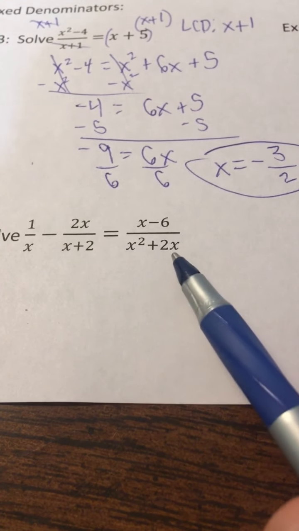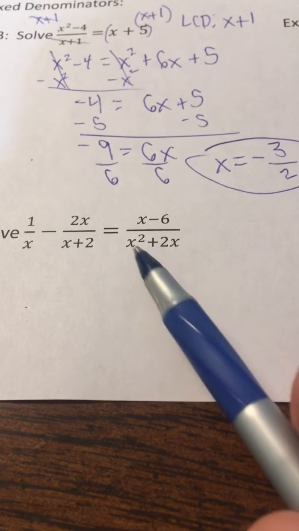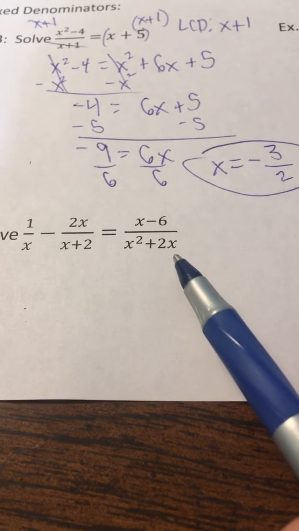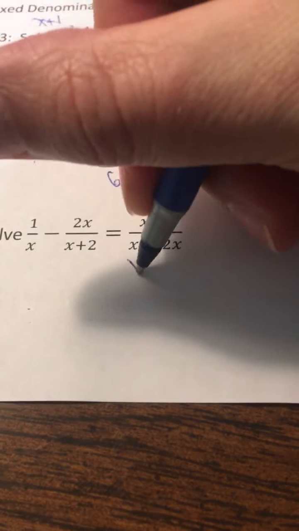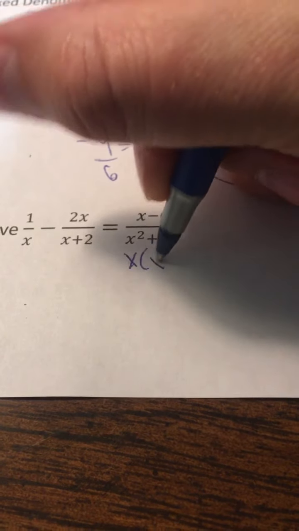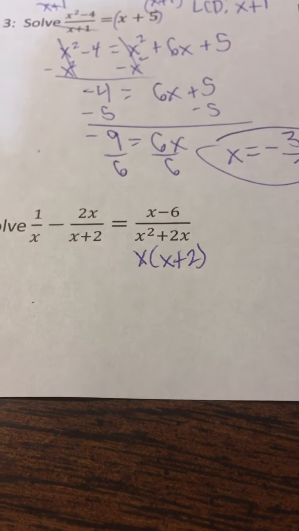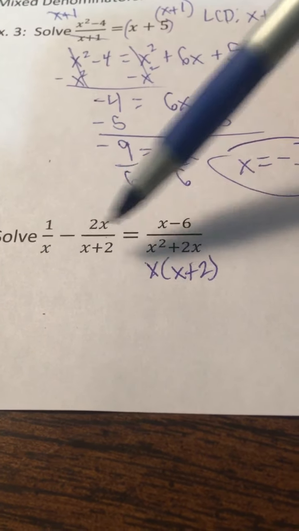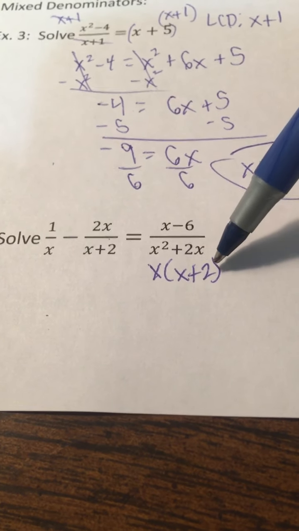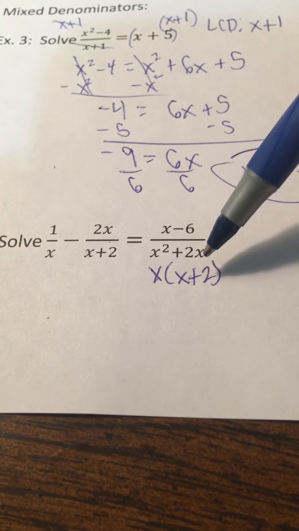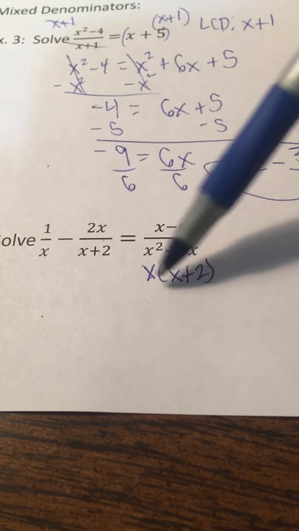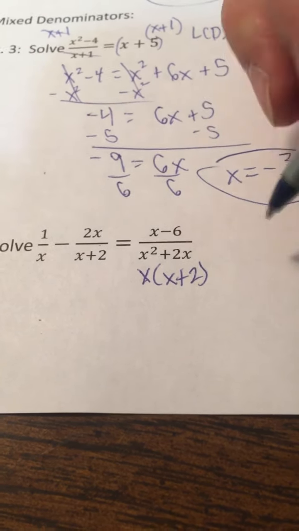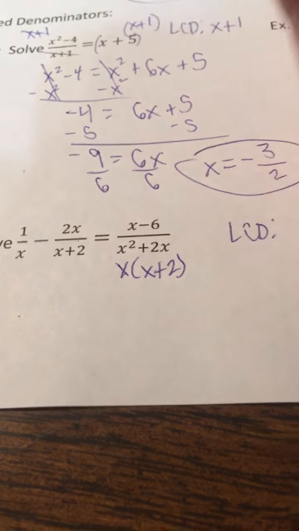All right, x squared plus 2x, what's the first thing you look for when you're factoring? Greatest common factor. It has a GCF of x. So that factors into x parentheses x plus 2. All right, so now look at the denominators. We have an x plus 2, and an x parentheses x plus 2. What do you think the common denominator is? It's this. It's x parentheses x plus 2. That's my LCD.